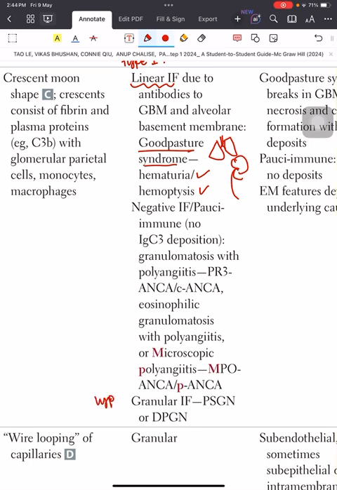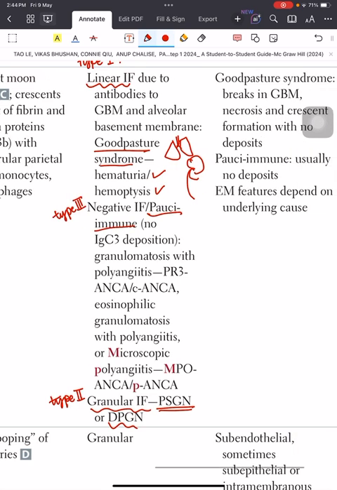So type 1 was linear immunofluorescence, and type 2 is granular, which is basically PSGN, being progressed into rapidly progressive, or it's also diffuse proliferative that we'll discuss later on. And then there is type 3. Type 3 is the one with negative immunofluorescence, which is also called pauci-immune, and we have done this when we studied the vasculitis.